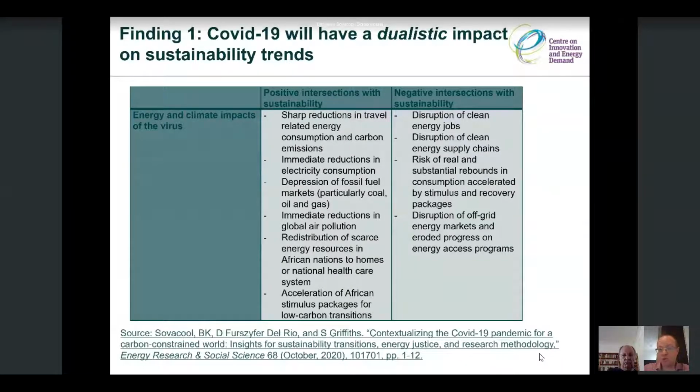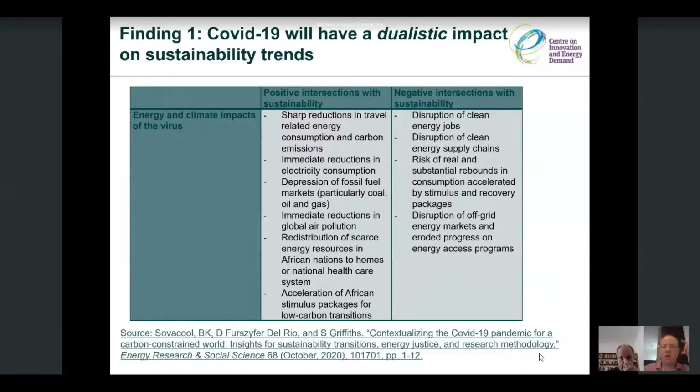It is a dual impact. There are some things that are positive, i.e. we've all traveled a lot less, and some things that are negative, i.e. we're going to probably have huge rebounds once the pandemic is over. And it's disrupted financing patterns for things like off-grid solar, or it's collapsed solar PV markets, because nobody wants to go and install solar in a house when you have a pandemic and have to socially distance.